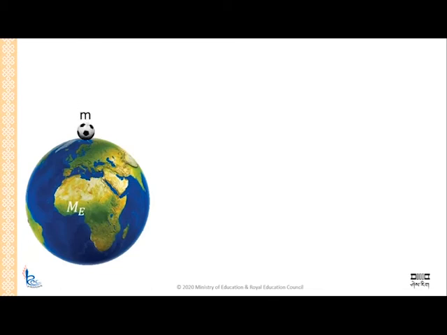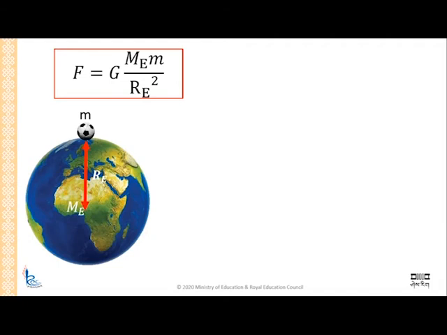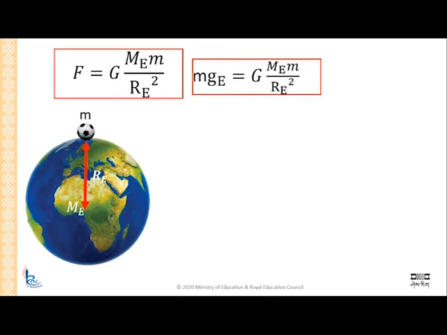So similarly, now we'll look at the force of attraction between the mass of the Earth and an object. ME is the mass of the Earth, m is the mass of the object, and RE is the distance. Here actually r represents the distance, but since here the distance is equal to the radius of the Earth, we take the distance as RE. So the force of attraction between the Earth and the object is given by F is equal to G ME m over RE square, and we know F is equal to mg.